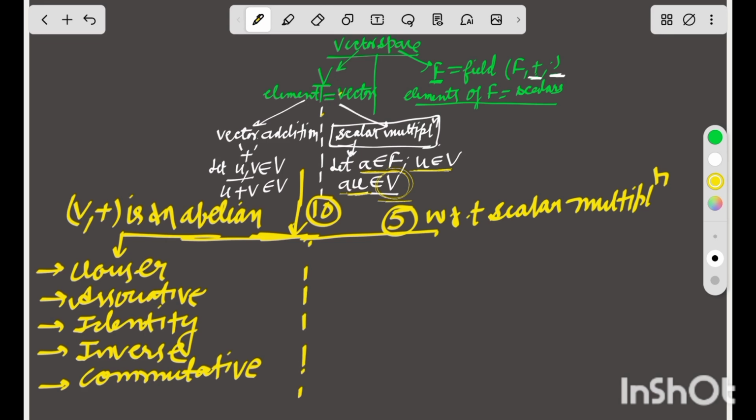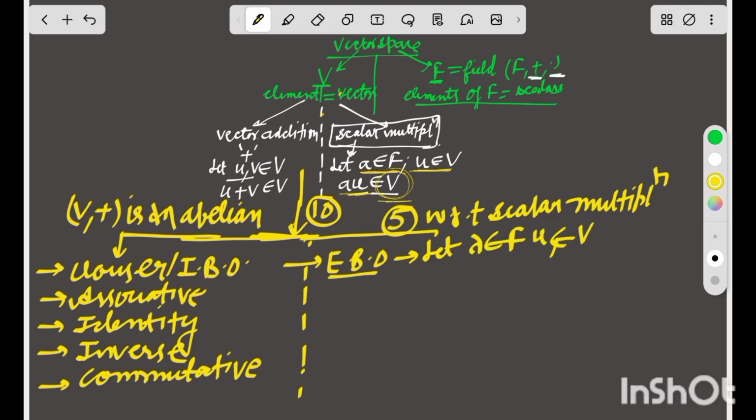The other 5 properties are: first is the external binary operation. It is like the closure property. Closure means internal binary operation. But here, in the case of scalar multiplication, we are dealing with an external binary operation. That is, let a be any element of the set F and u be any element of the set V. If we operate a and u, the resultant is in V.